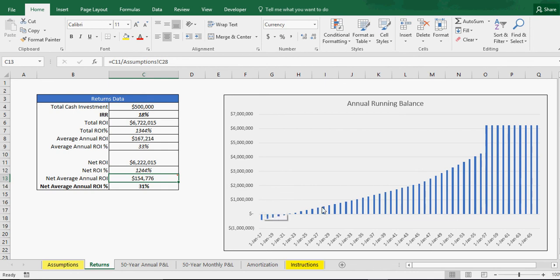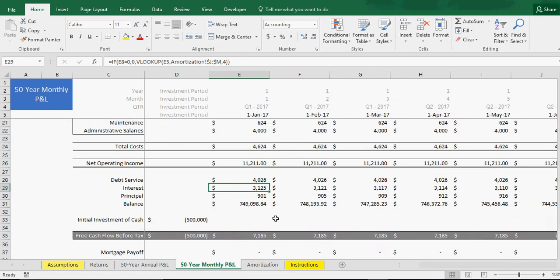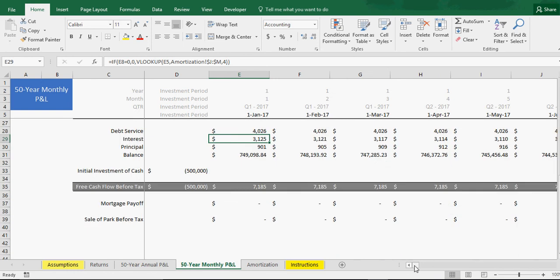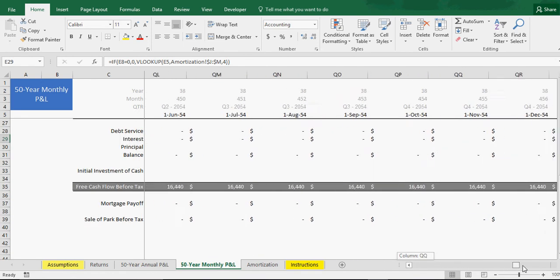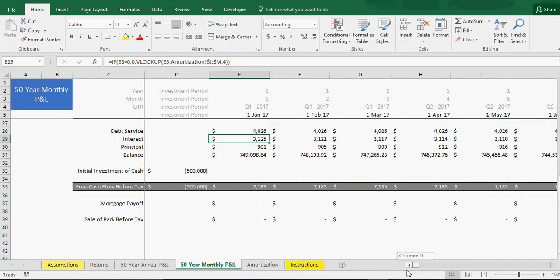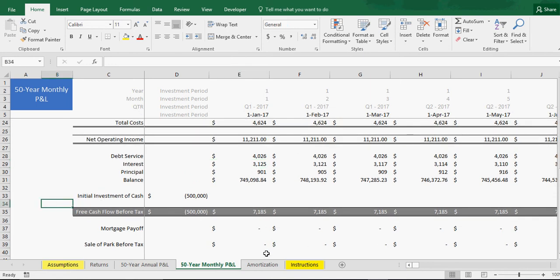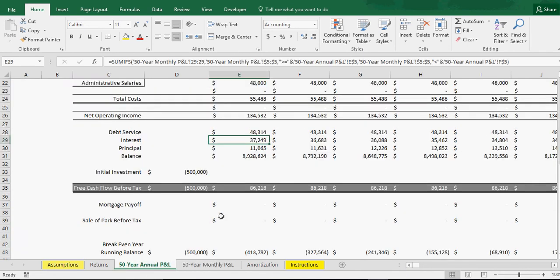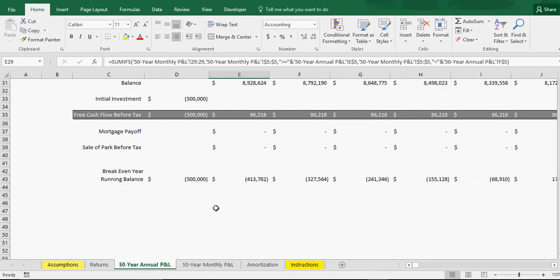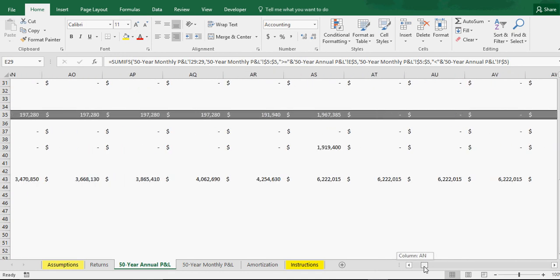So we've got a running balance. I need to update, and you see all this, everything flows through this 50-year monthly sheet, all nice and neat. And then on the annual, we've done a running balance, but see, it doesn't stop at the end.